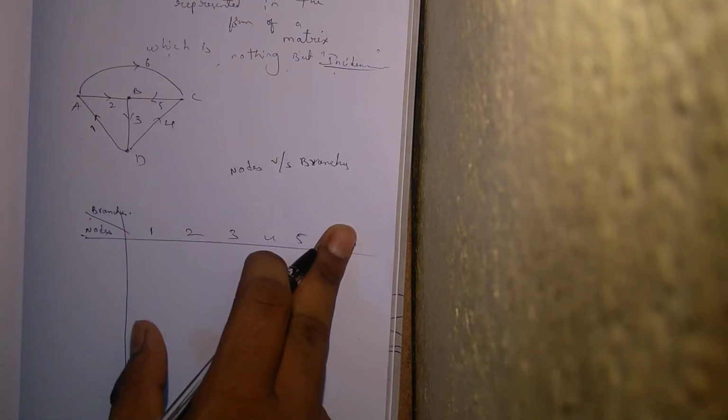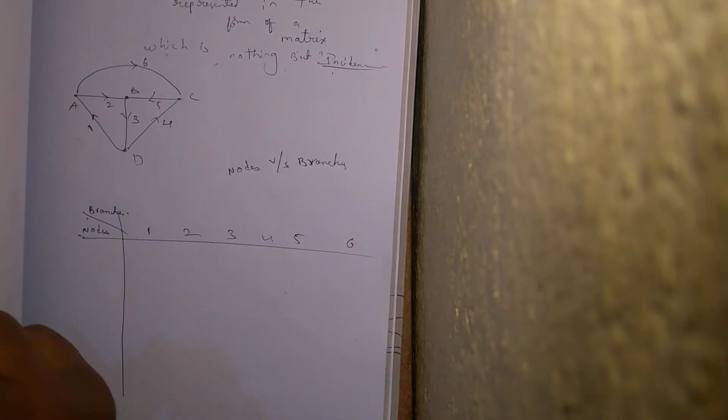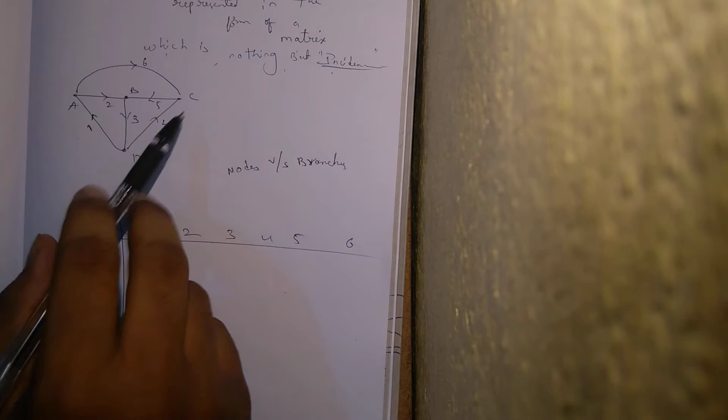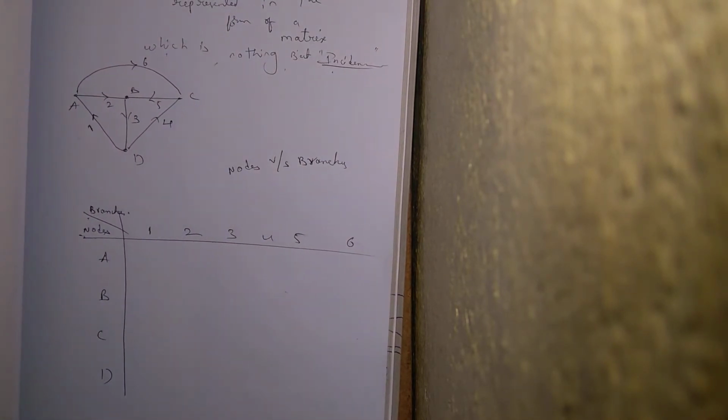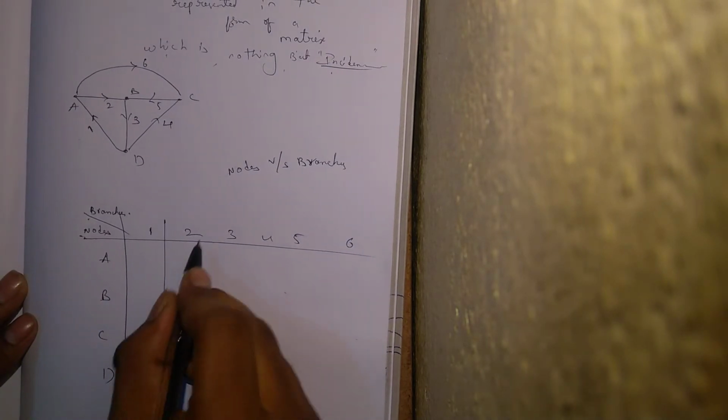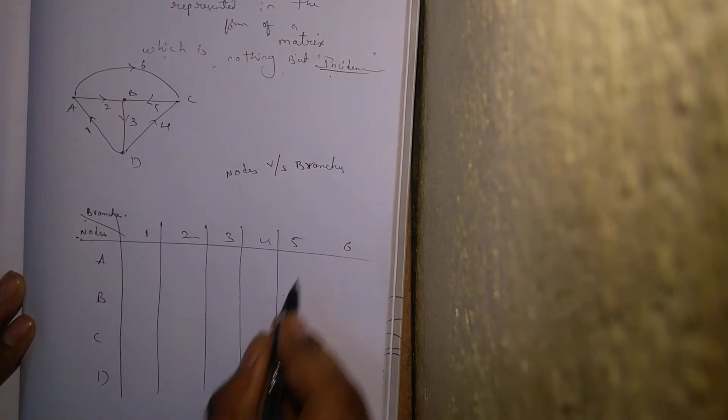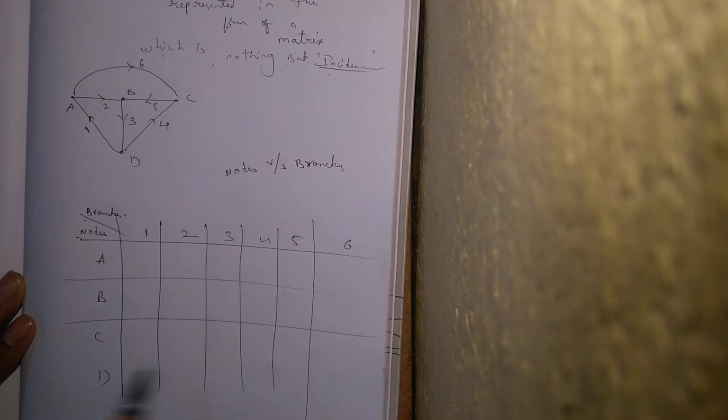Horizontally I'm mentioning branches, see? And how many number of nodes are present? A, B, C, D, 4, right? So A and B and C and D. So just differentiate with the lines just to make your life comfortable.